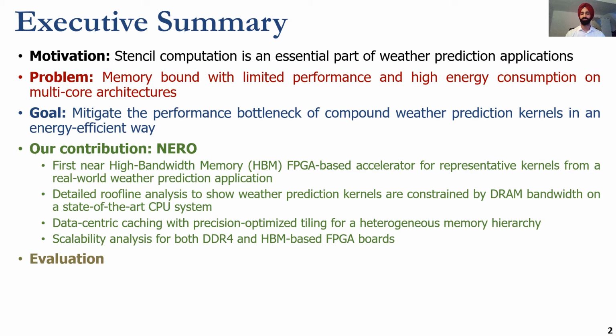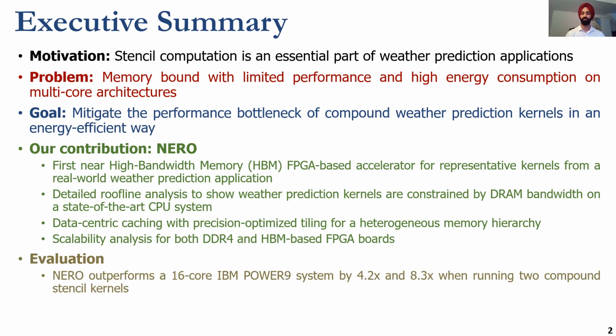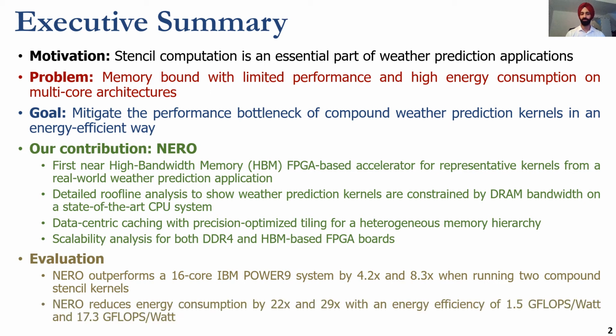In our evaluation, we show that NERO outperforms a 16-core IBM Power 9 system by 4.2 times and 8.3 times for two representative kernels from a real-world weather prediction application. Further, NERO reduces energy consumption by 22 times and 29 times with an energy efficiency of 1.5 gigaflops per watt and 17.3 gigaflops per watt.